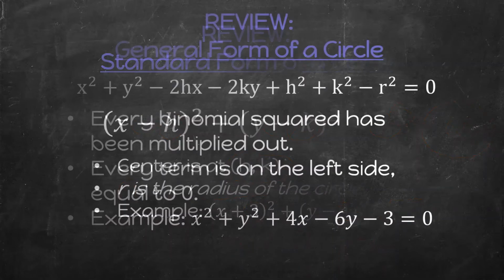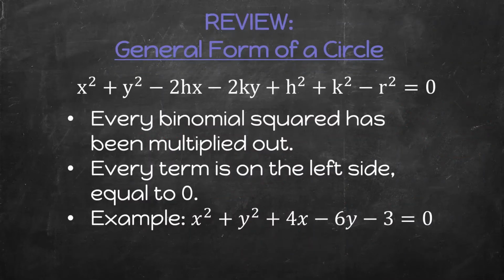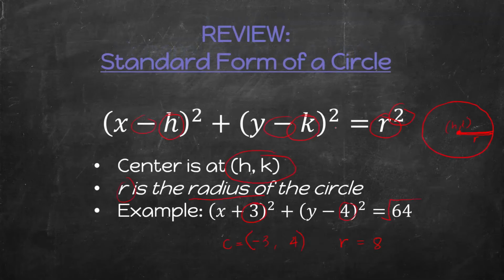Okay, next. Si general form naman ng circle, kasi nga ko-convert natin si general form to standard form. Okay, so, ang general form natin ng circle ay x squared plus y squared minus 2hx minus 2ky plus h squared plus k squared minus r squared equals 0. Medyo komplikado pero madali lang naman yan i-explain mamaya pag nagkaroon na tayo ng example. So, every binomial squared has been multiplied out. So, minumultiply natin lang. Ina-expand lang natin. Okay. Balik natin sa kanina. Ine-expand lang natin to.